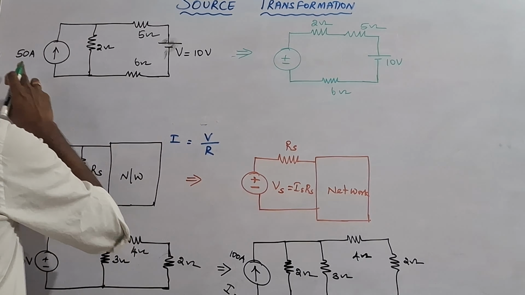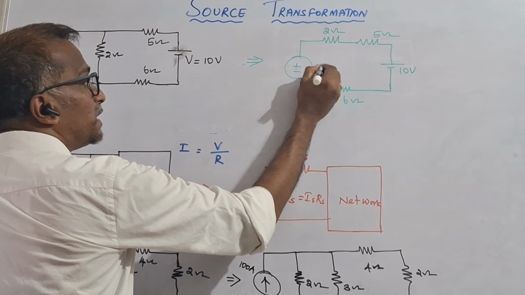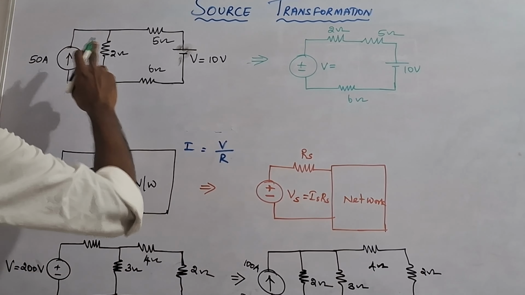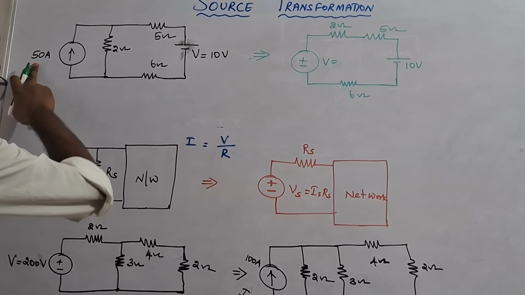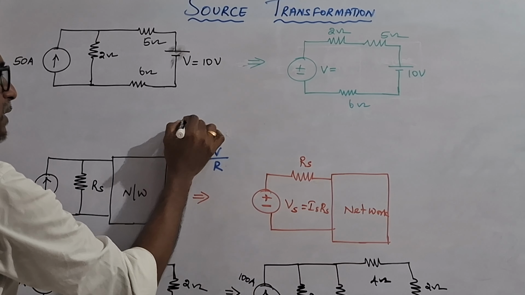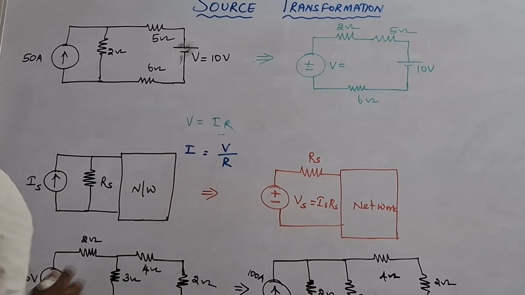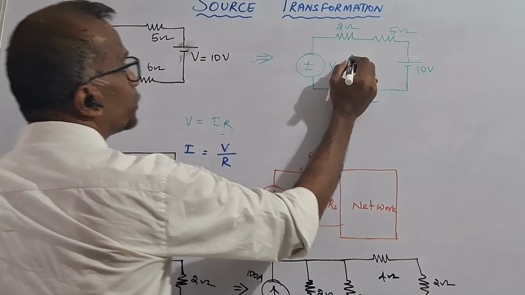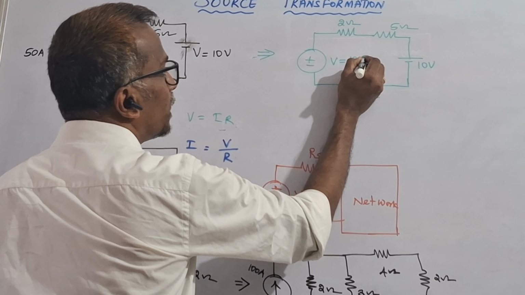Now I want to know what the voltage V is. V is equal to this current source value into the particular resistance. As per Ohm's law, V is equal to I into R. Therefore 50 into 2, that is equal to 100 volt.